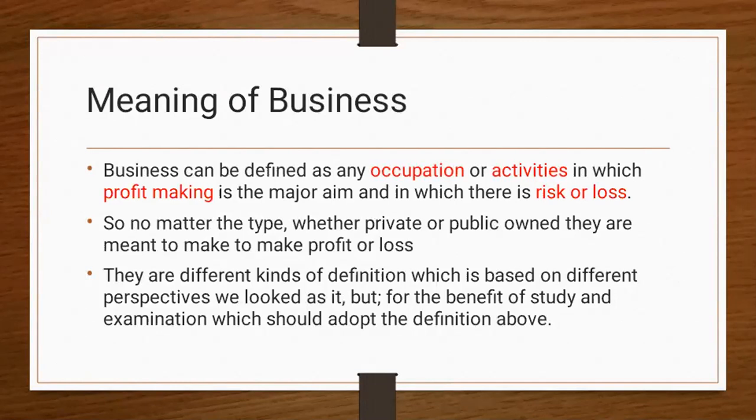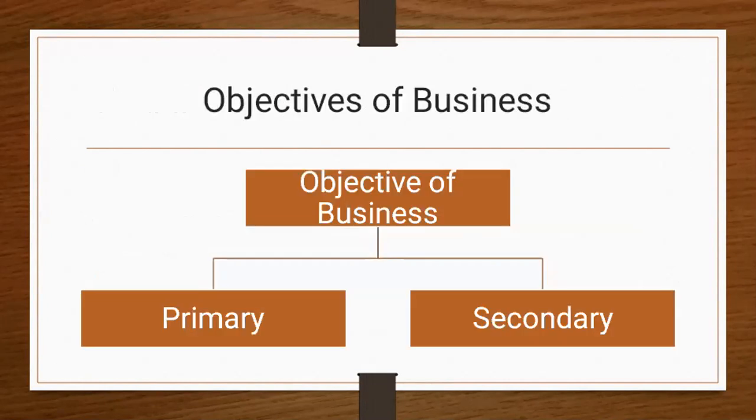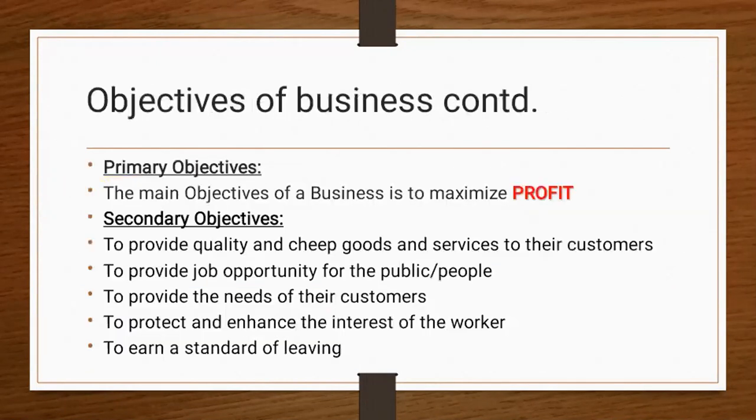And there are different definitions, like I said earlier, based on the perspective we look at it. But for the benefit of study and examination, we should adopt the definition above. So for us to move very fast, we have the objective of the business. The objective of business is divided into two, which is the primary or main objective and the secondary objectives. The main objective of a business is to maximize profit.